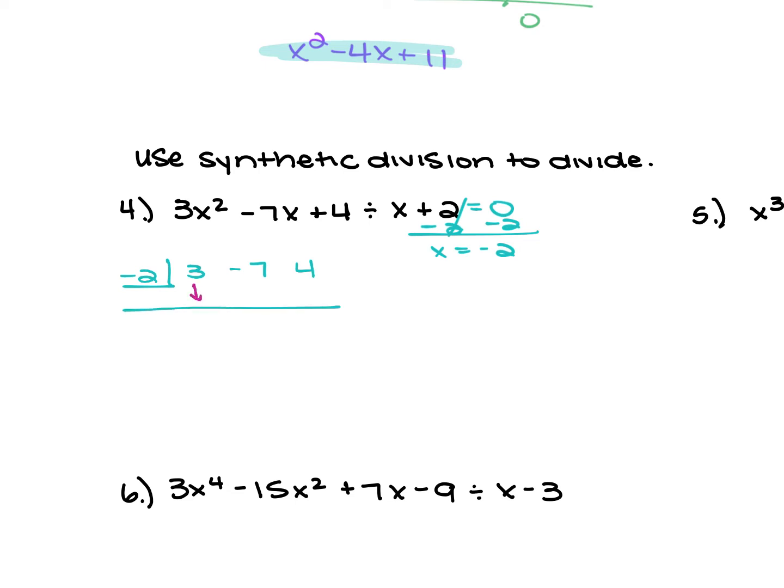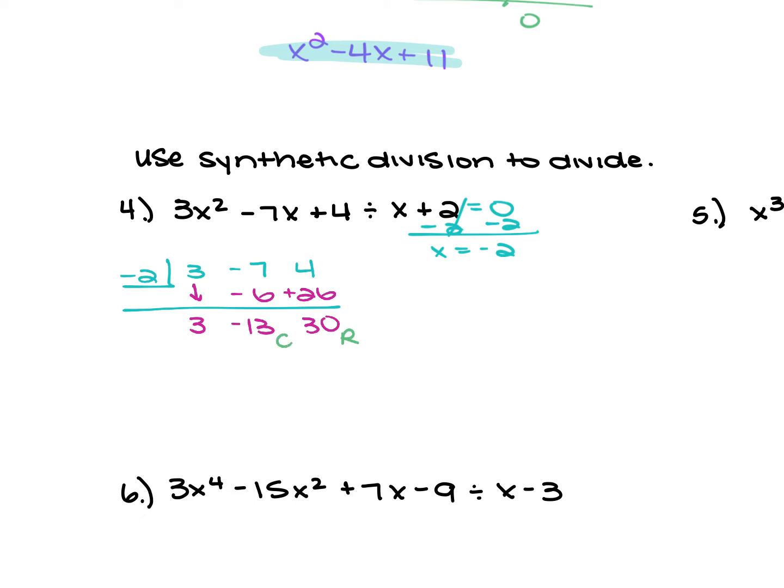That first term comes down. So the 3 drops down. You multiply that term with the number outside. 3 times negative 2 is negative 6. Put that underneath your next number to the right of that 3 and combine it with those 2. So negative 7 minus 6 is negative 13. We then do the same thing again. So multiply your negative 13 with your negative 2. That's going to give you a positive 26. Add it with the 4. That gives you 30. That 30 is your remainder.